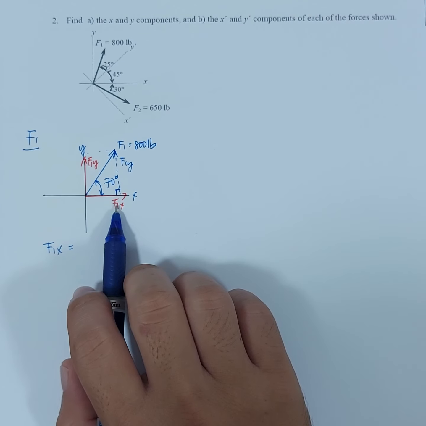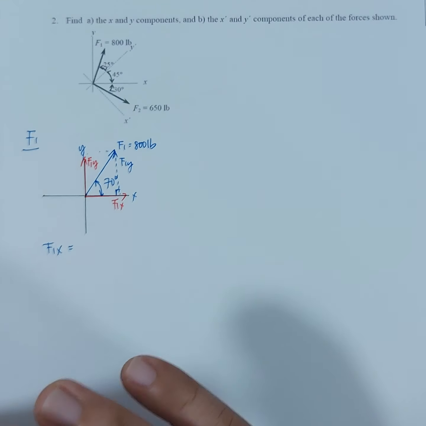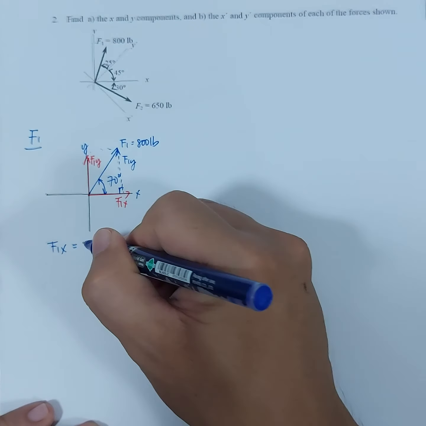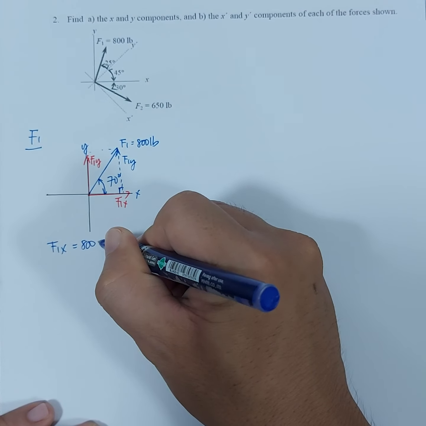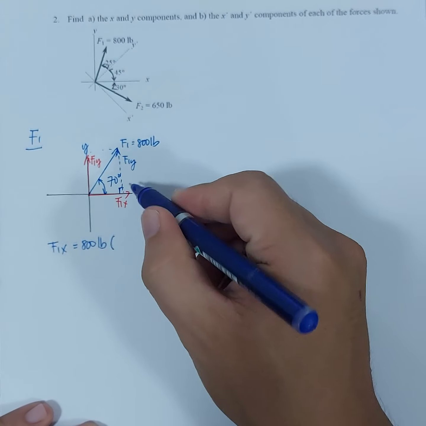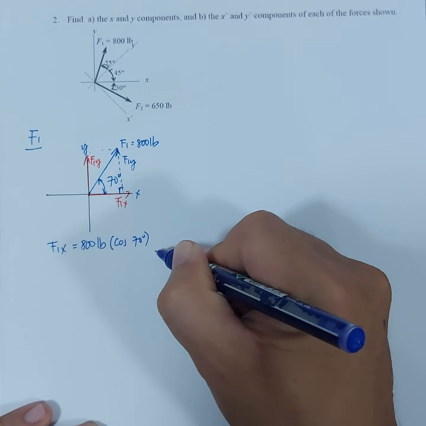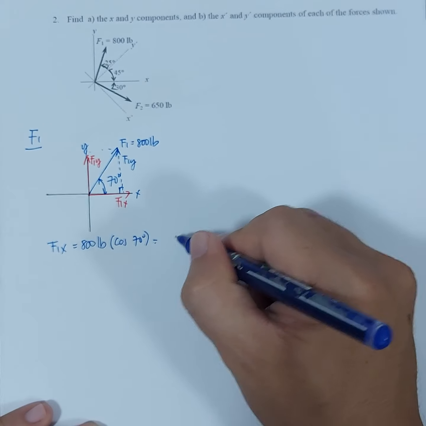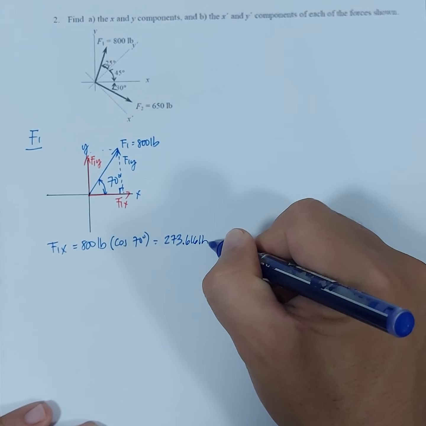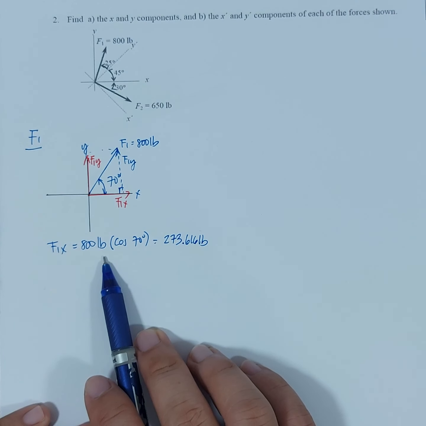So we have F1x is this adjacent side. So pag adjacent, gamitin natin cosine. So we have the force na 800 pounds times the cosine of the angle 70 degrees. So this is 273.616 pounds. So that is the x component of F1.